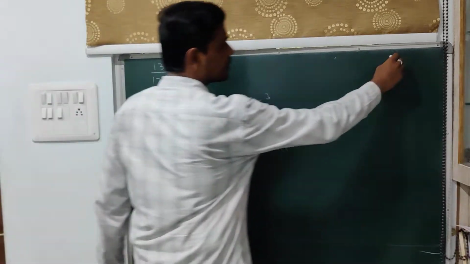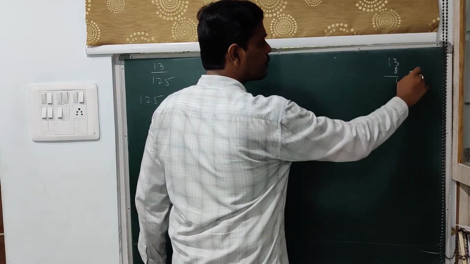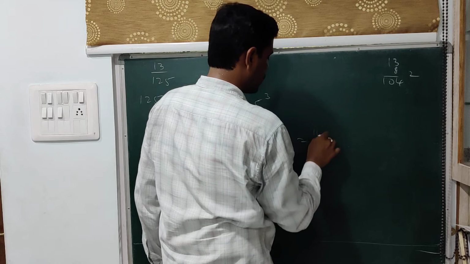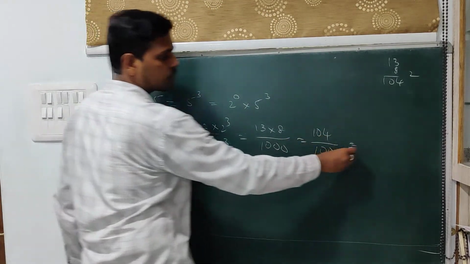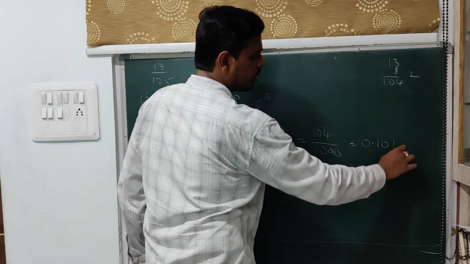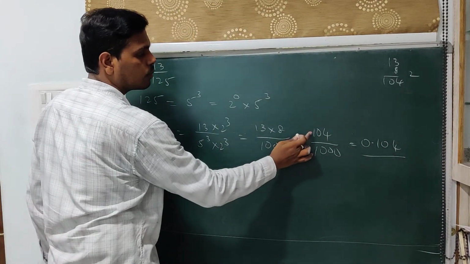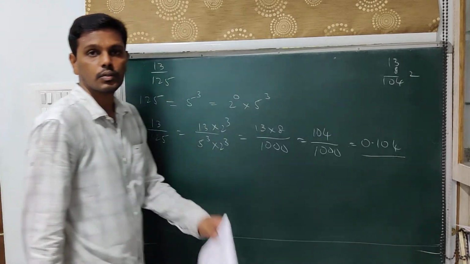So 13 into 8, 8 3's are 24, 2, 8 1's are 8, 9, 10. So this is 104 by 1000. Now 3 zeros, so put a decimal point before 3 digits counting from right to left. So 1, 2, 3, so the point should be here, that is what I meant. So that is the case.